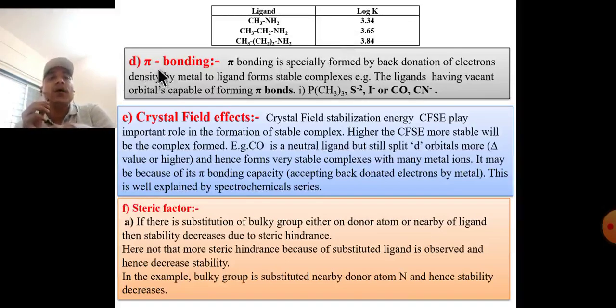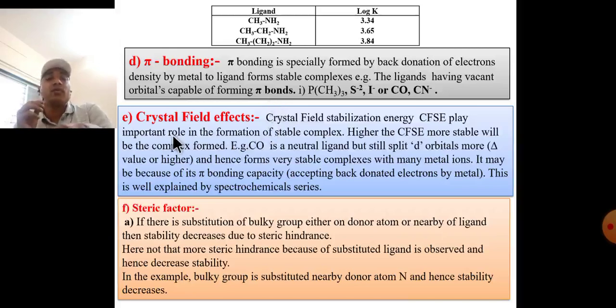Next, pi bonding. Pi bonding is formed by back donation of electron density by metal to ligand, forming stable complexes. Example, ligands having vacant orbitals capable of forming pi bonding, that is trimethyl phosphine, sulfide, iodide, CO, CN. These form pi bonding by back donation from metal to ligand.